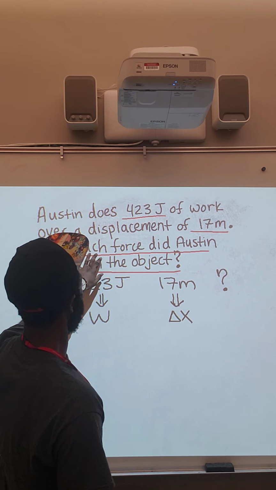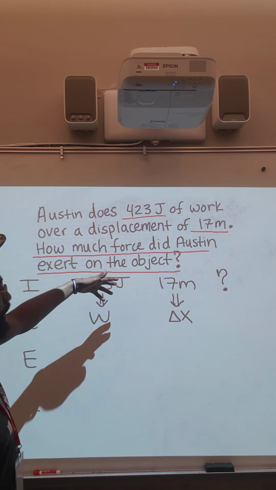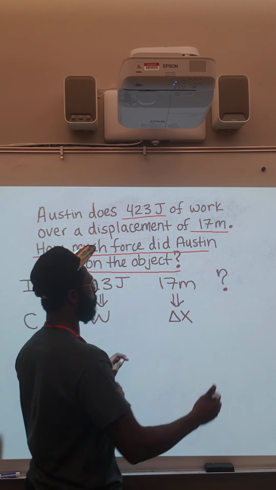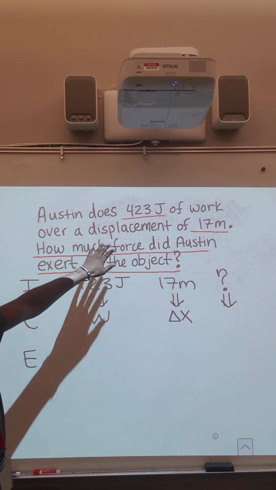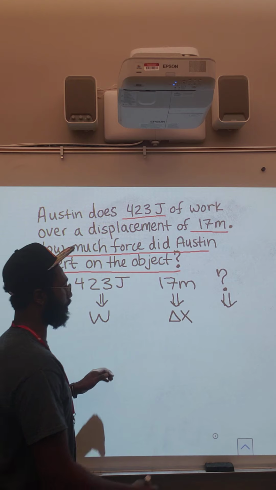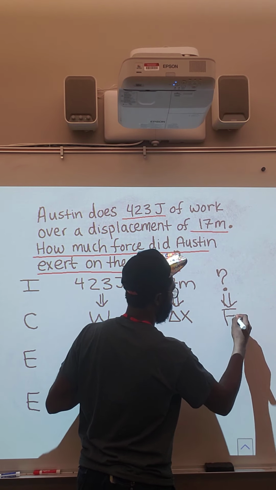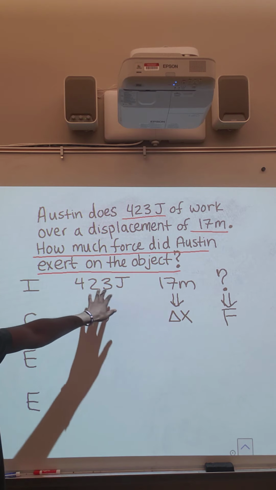And our last one is our question. How much force did Austin exert on the object? We know this question is asking us about force, so we're going to write that down, and we represent force with the variable F. So now we've categorized all of our measurements.